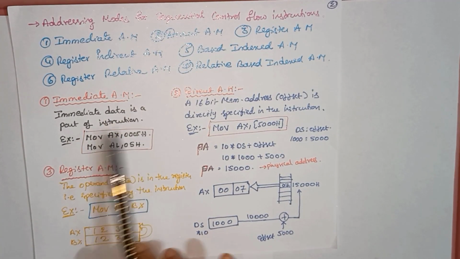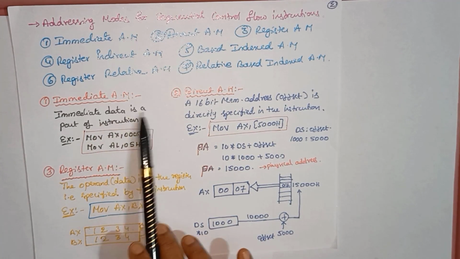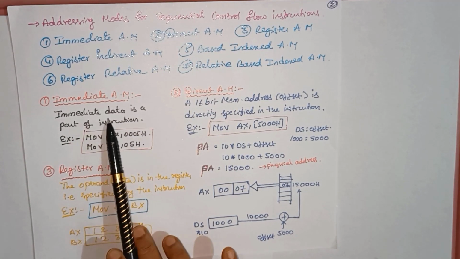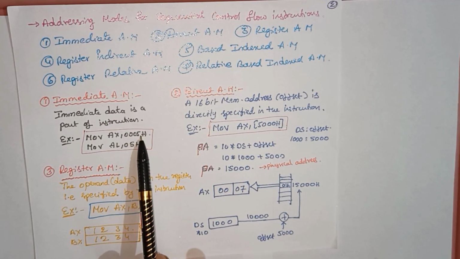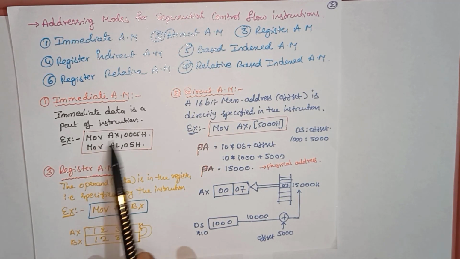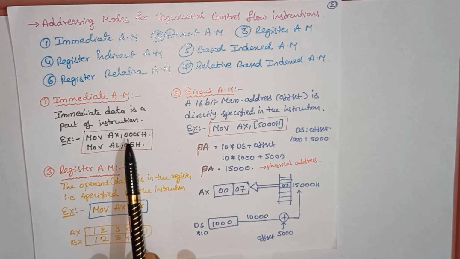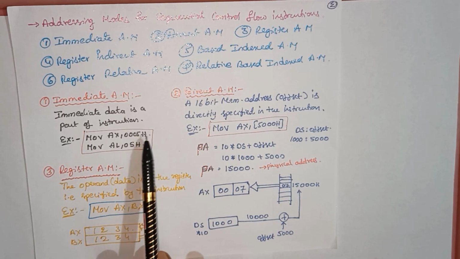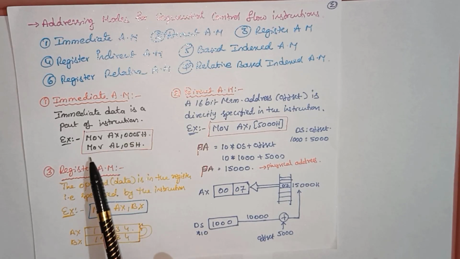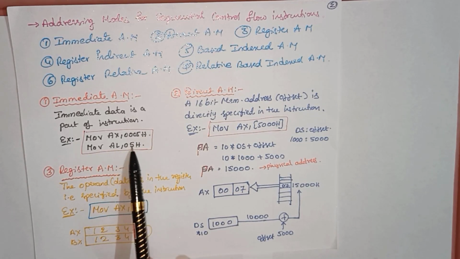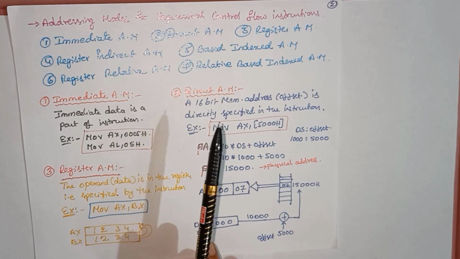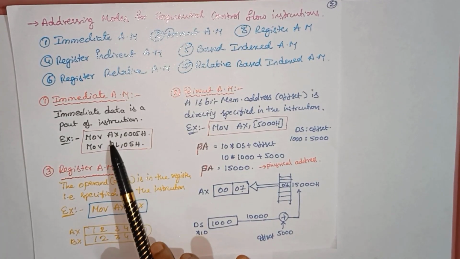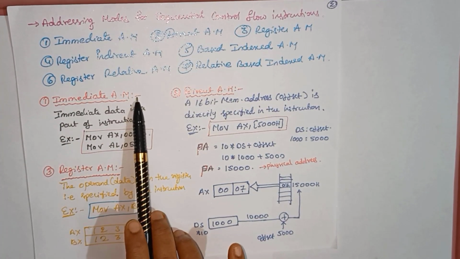Immediate addressing mode. In this addressing mode, data is available in the instruction immediately. For example, that data may be 8-bit data or 16-bit data. We can use it in the instruction. For example, MOV AX, 0005H. Data must be in hexa only, that's why here we are using H. MOV AL, 05. This is 8-bit data. This is 16-bit data. You can use any instruction. So this kind of example comes under immediate addressing mode.